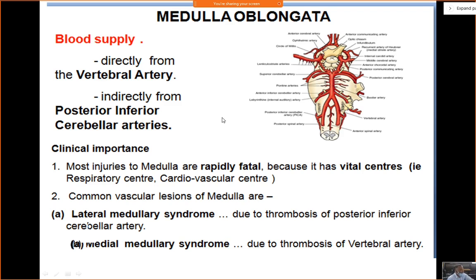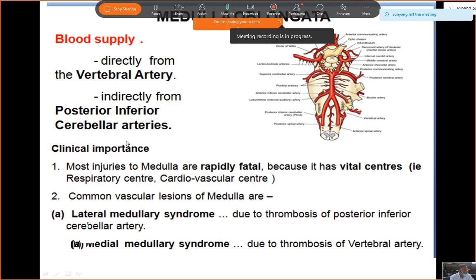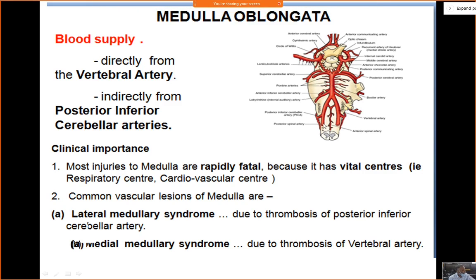Then come to the blood supply of the medulla oblongata. The blood supply of the brain you already know, right? Yes, students? Okay. So this is our vertebral artery. These two vertebral arteries unite to form the basilar artery. Now from the two vertebral arteries, one branch arises, they unite and form the anterior spinal artery. It will go downward through the anteromedian fissure up to the spinal cord.